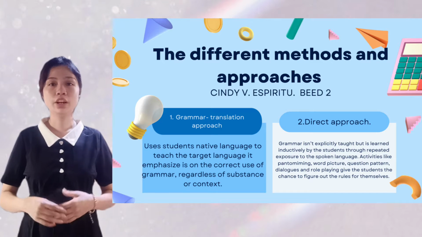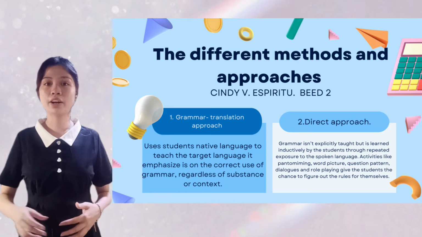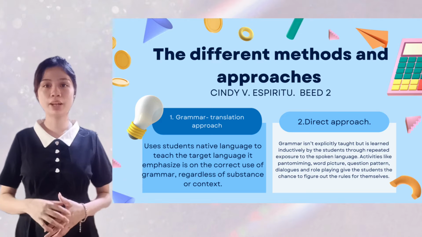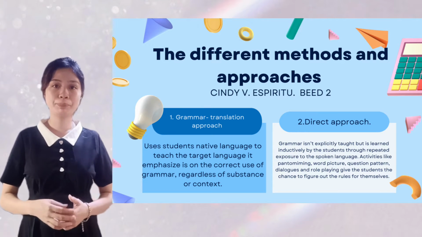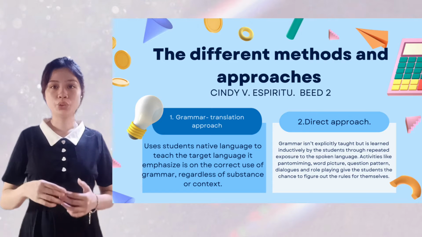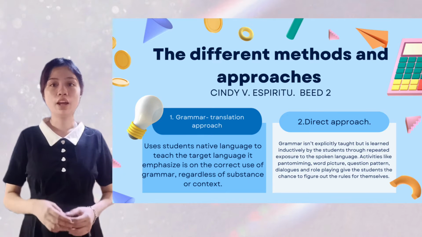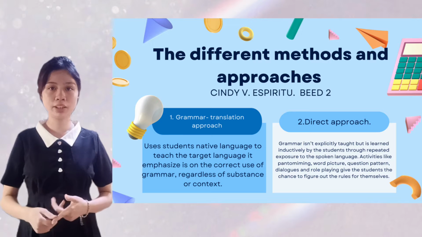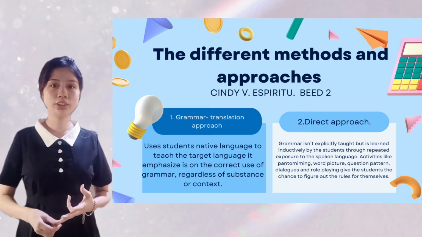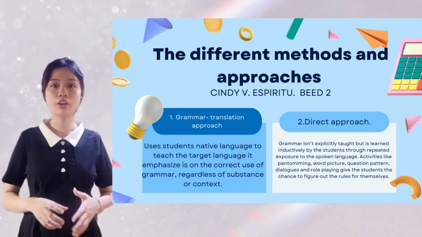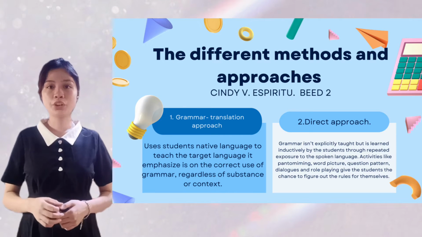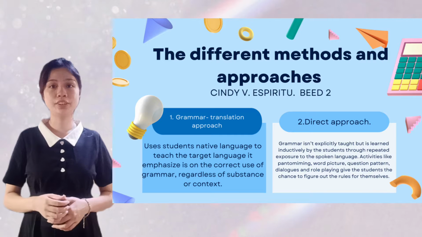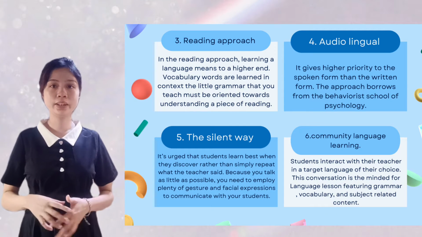Number 2, direct approach. Grammar isn't explicitly taught but is learned inductively by the students through repeated exposure to the spoken language. Activities like pantomiming, word pictures, question patterns, dialogues, and role-playing give the students a chance to figure out the rules for themselves.